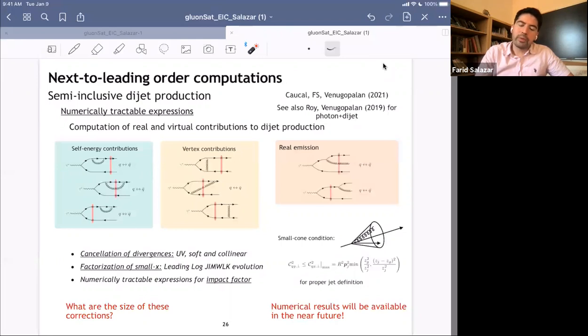And the reason we use this simple small cone condition was as a proof of principle that this observable is IRC safe in the CGC. But of course, one should go beyond this simple small cone algorithm. I think for real phenomenology, one has to do better than this.